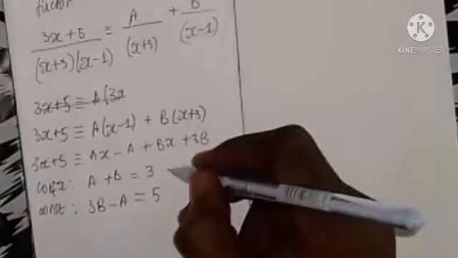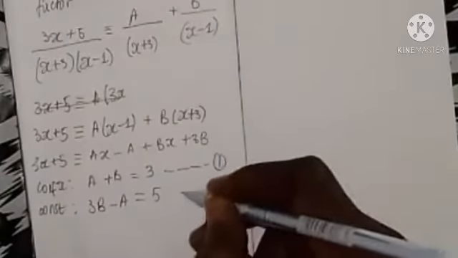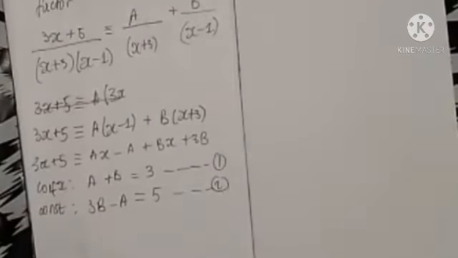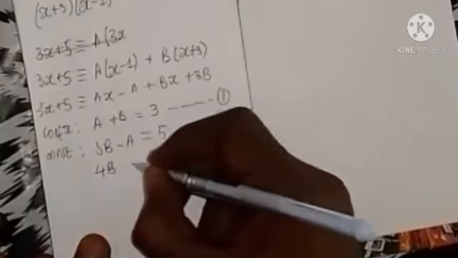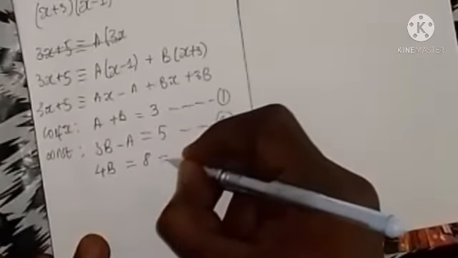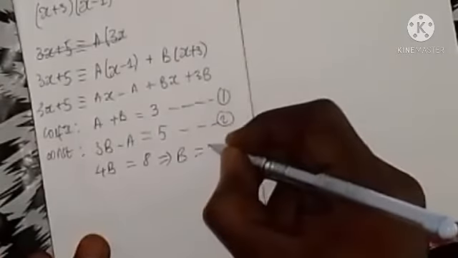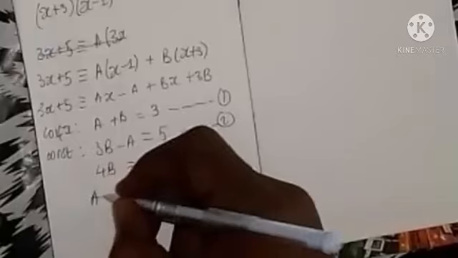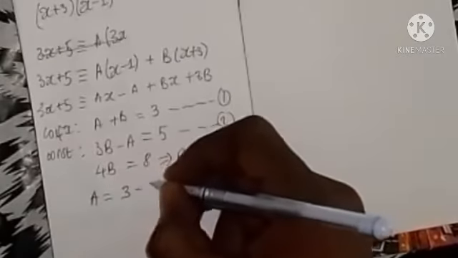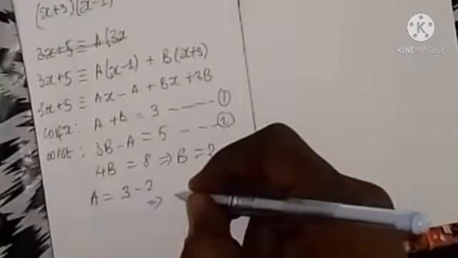We add equation 1 and equation 2 to eliminate a. We're going to have 4b equals 8. It implies that b is equal to 2. We substitute the 2 here: a is equal to 3 minus 2. This implies that a is equal to 1. This is the first way you can approach this question.